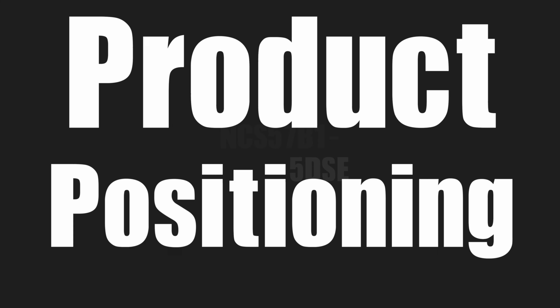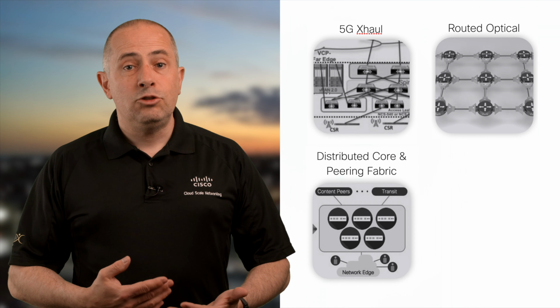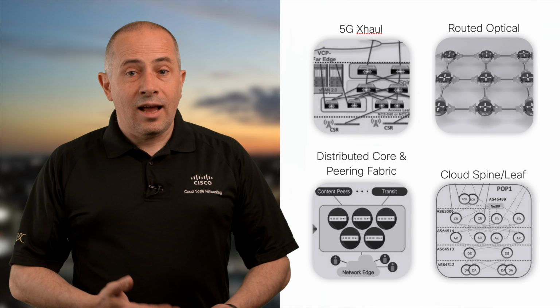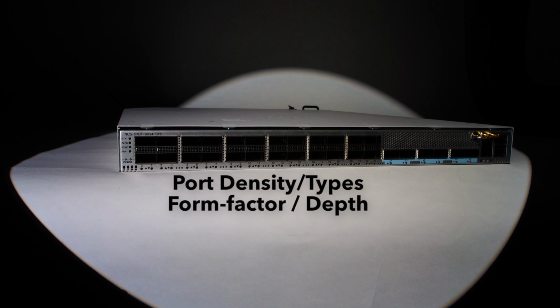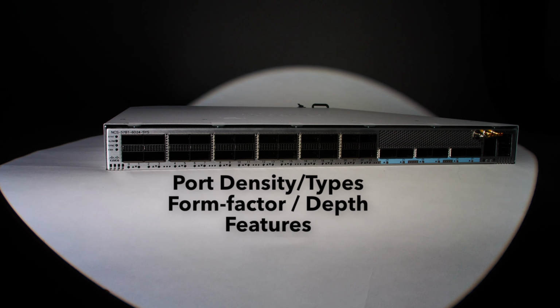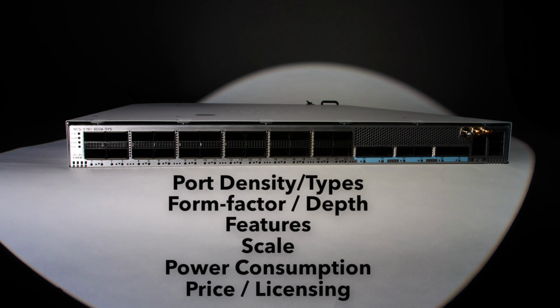Thank you, Scott. Let's start with the positioning. You can use the NCS57B1s in 5G infrastructure, routed optical networks, distributed core and peering fabrics, cloud, leaf and spine architectures, etc. At the end of the day, to rationally answer the position questions, you must take into consideration different parameters, including port density and port types, form factor, and more particularly the depth of the system, supported features, supported scale and performance, power consumption, and finally, price and licensing flexibility. And that's probably not an exhaustive list.